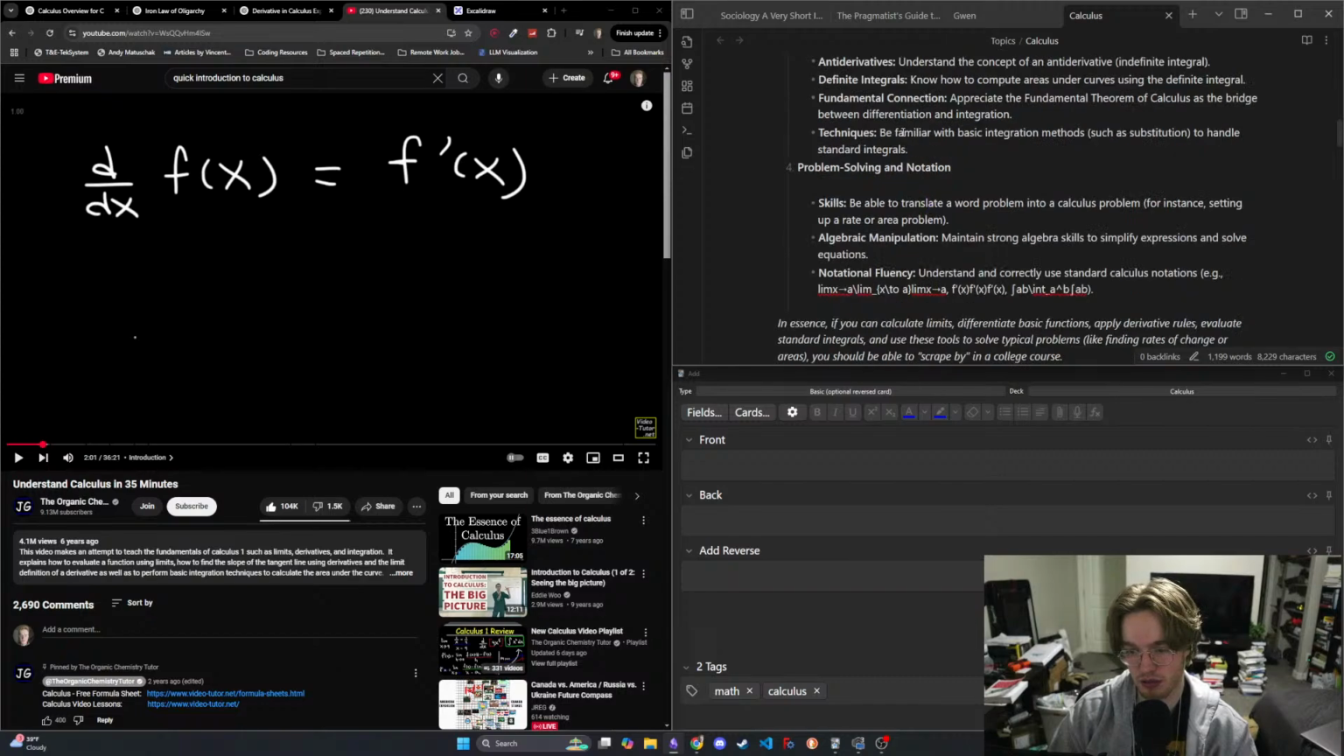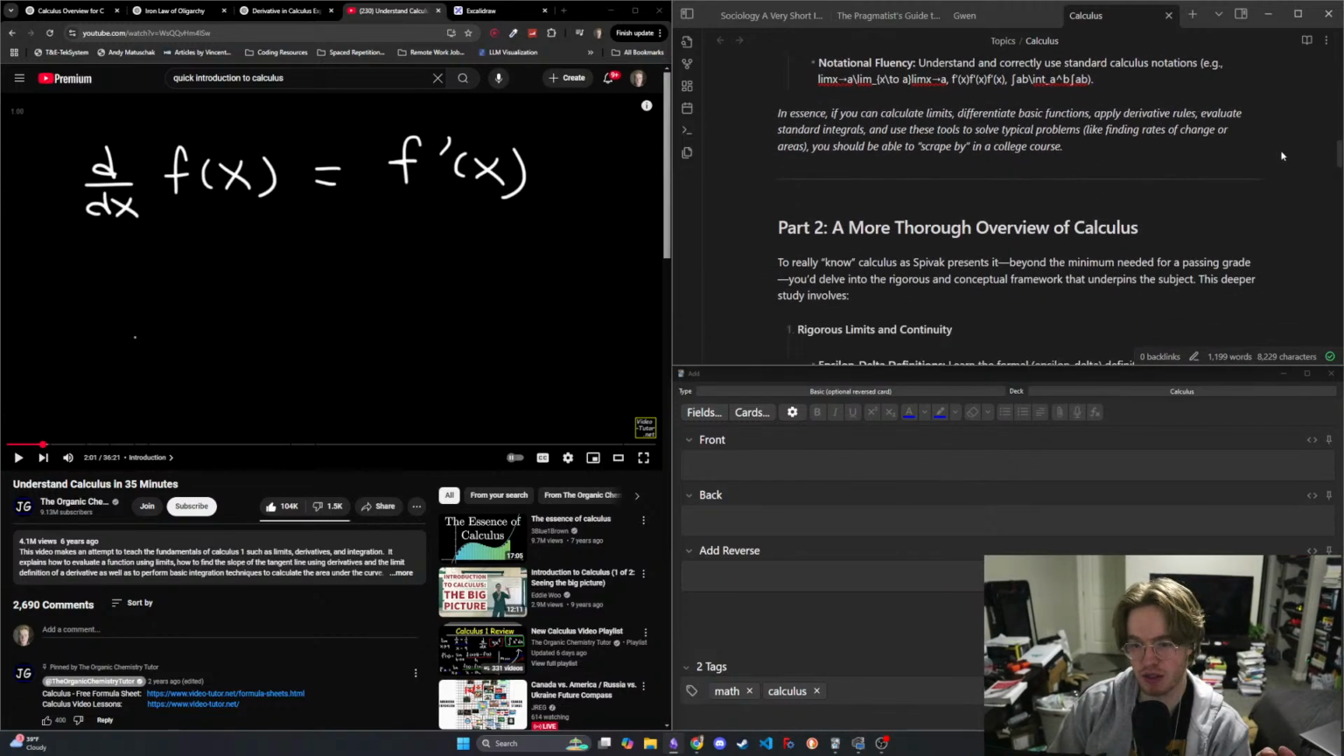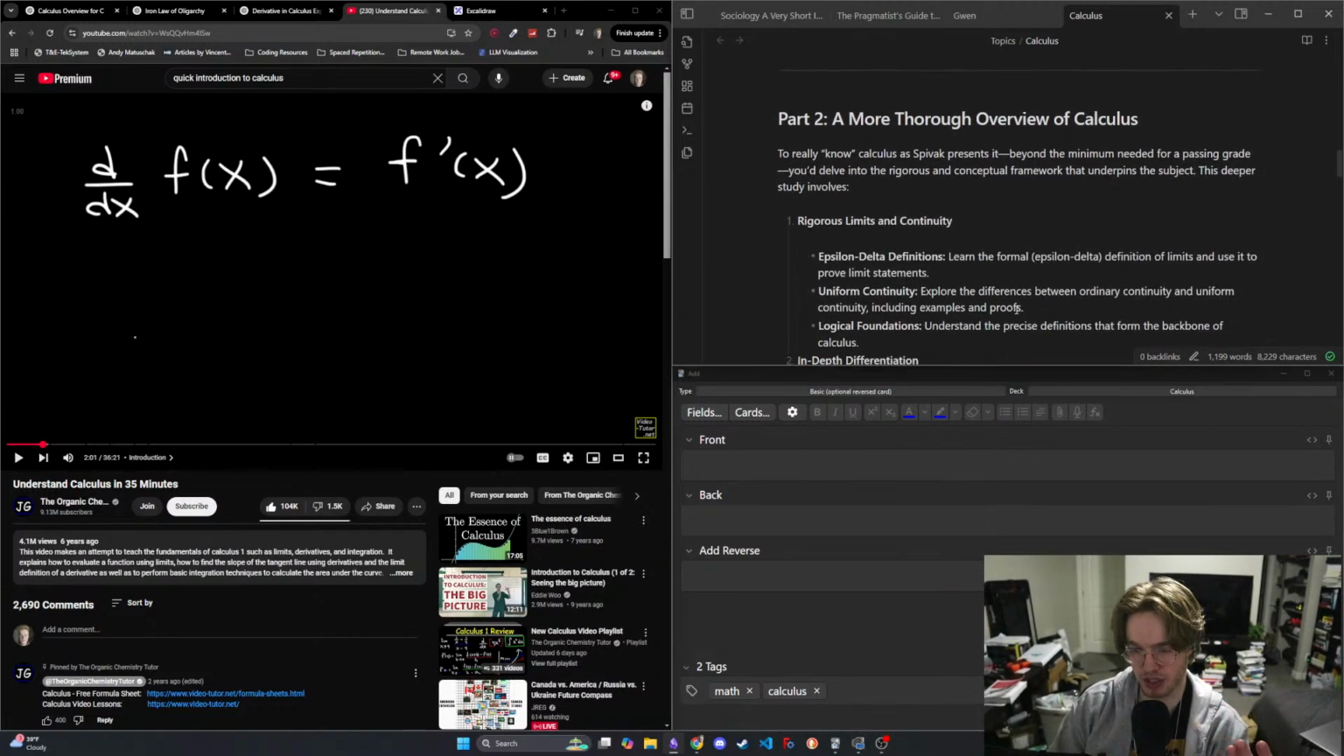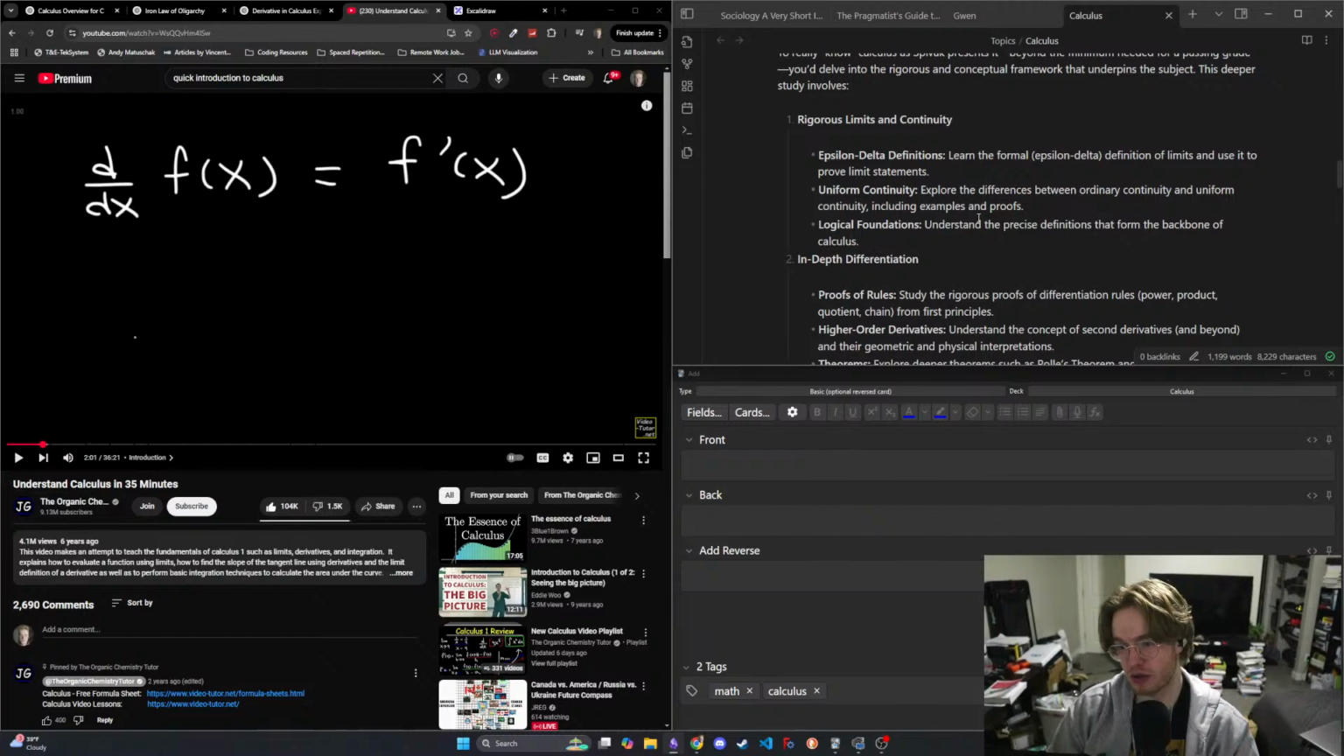Okay. So now I need some problem solving skills and algebraic manipulation, which is not bad. I think I could do that. And then I do need some notational fluency. We did grab some with the integral sign, the big S, and then also the d over dx for differentiation. So that's pretty good.